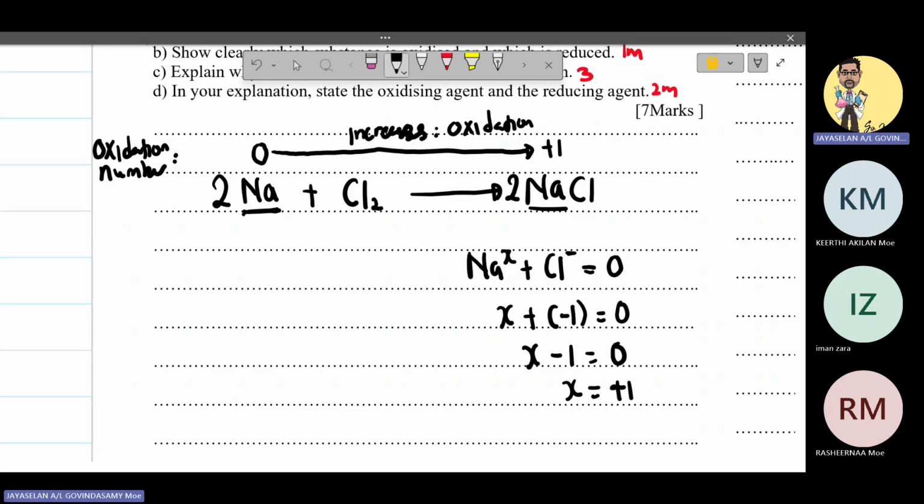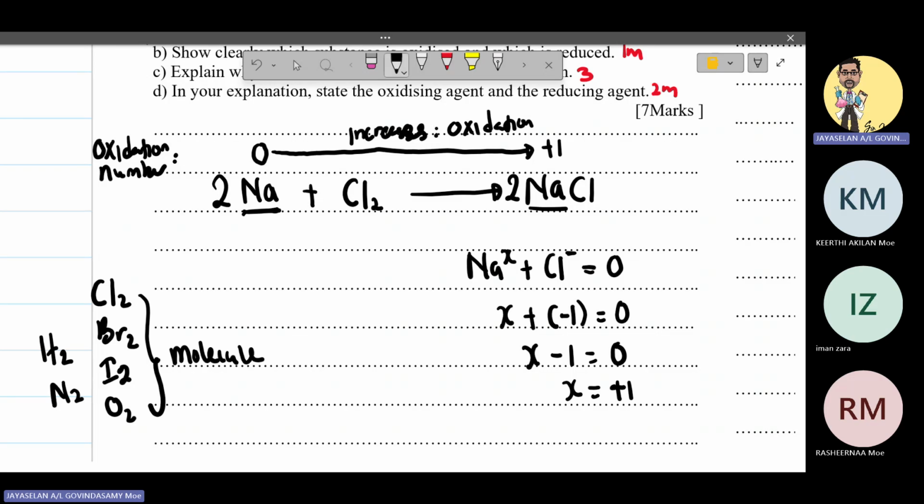Okay, rule number 2. Chlorine, bromine, iodine, oxygen, hydrogen, nitrogen. All these are molecules. Oxidation number of molecules is what? Rule number 2, 0. You write below, 0. When you go here, bring it a bit far, close to chloride. So you have proven the difference. So chloride, what is the oxidation number of chloride ion? Chloride ion, -1.